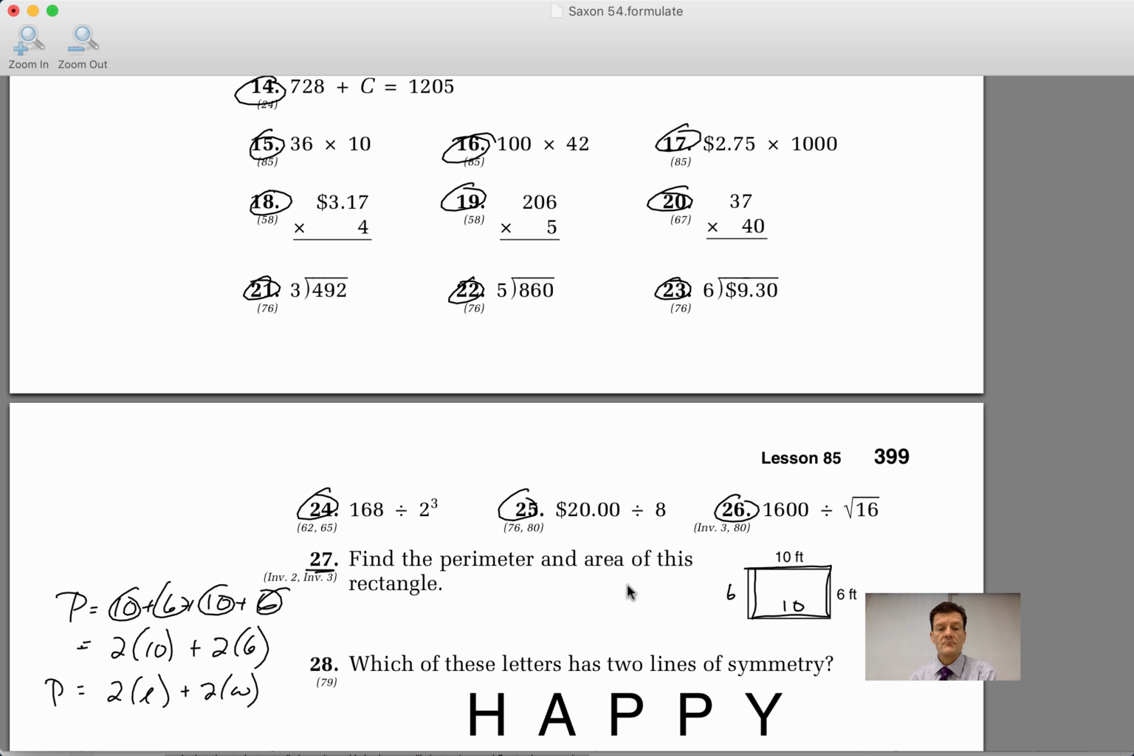Okay? Area is, for a rectangle, length times width. So length times width is 10 times 6, 10 feet times 6 feet. That's going to give you 60 square feet. You could, if one square is 1 foot by 1 foot, you could fit 60 of them in there. Okay?